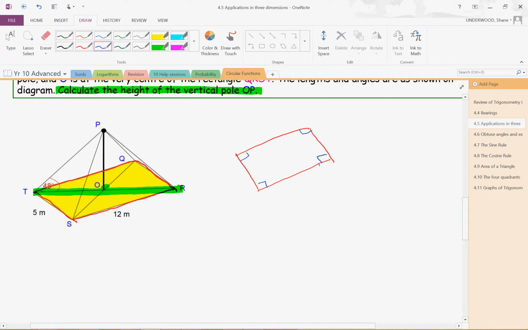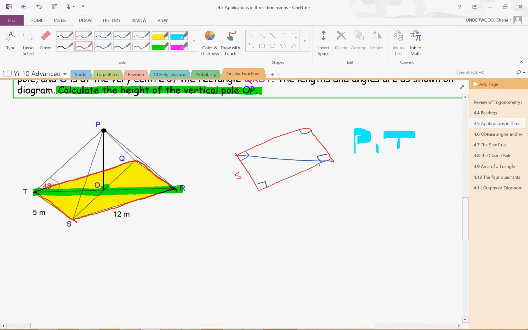Same thing if it was a square base. They would still be 90 degrees to each other. Otherwise, it's not a rectangle or a square. So, we have the triangle. This triangle here is a right angle triangle, which means that we could use good old Pythagoras' theorem. And a lot of the time, that's what you'll be doing.